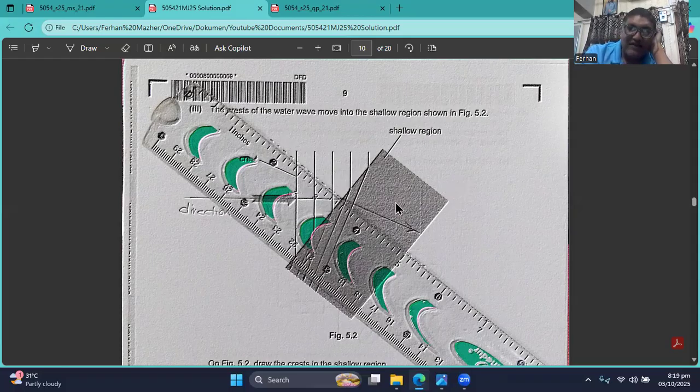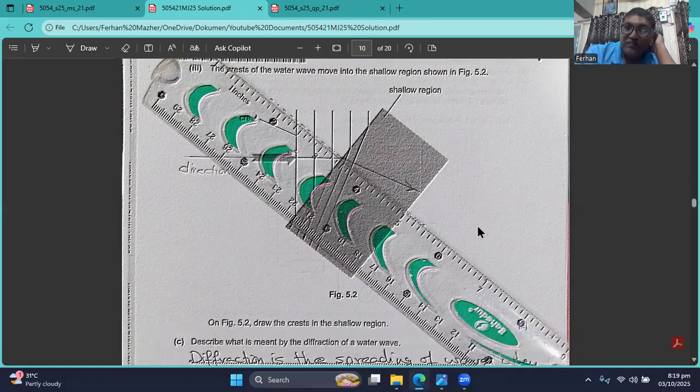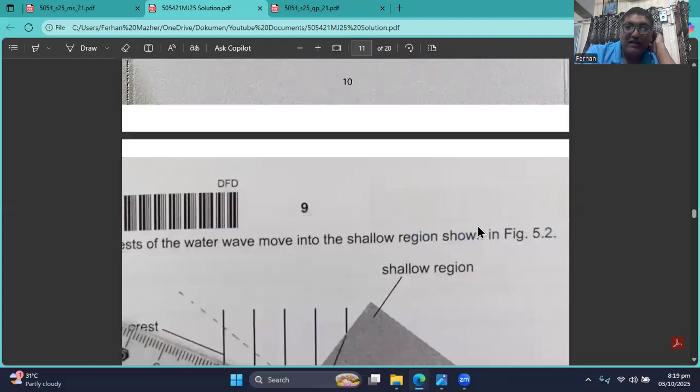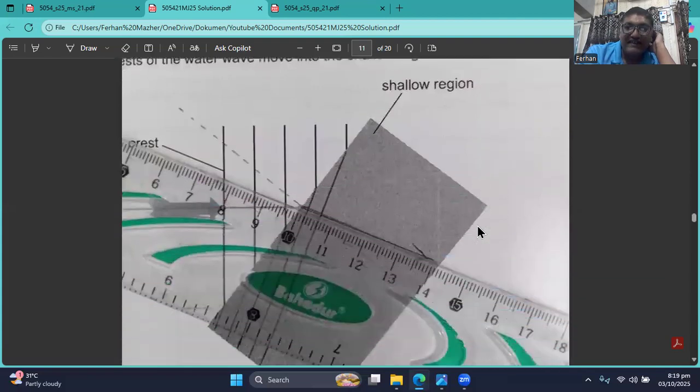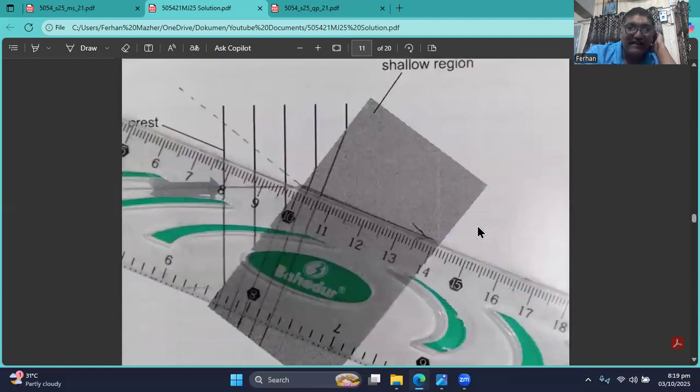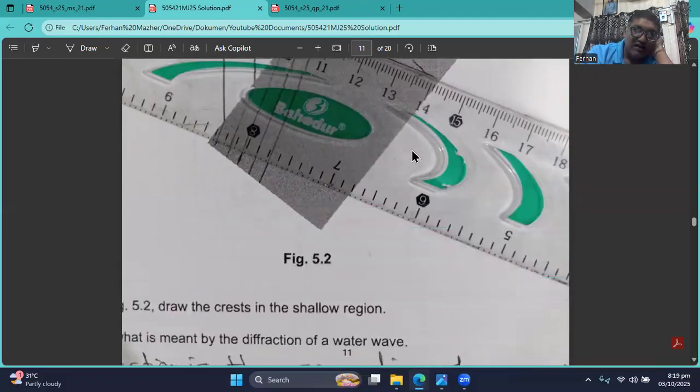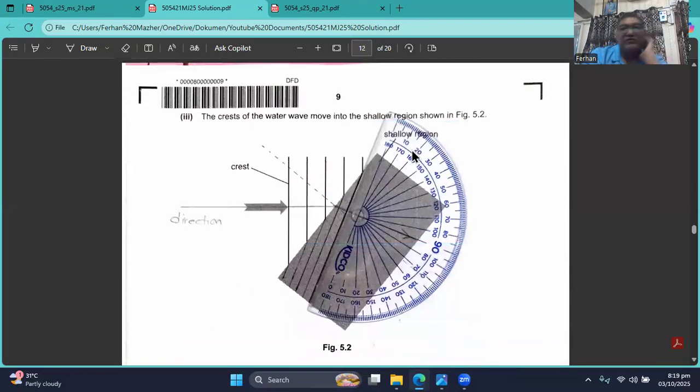So this dotted line is basically the normal. Then I will draw the direction line in that shallow region. The water waves should bend towards the normal, because you see this is the direction line in the shallow water. You can see this is the original track of the wave, but it has bended towards the normal. This is the normal, you can see this dotted line. It has bended towards the normal. Then I will use my protractor. I will put my protractor in such a way. Let me show you.